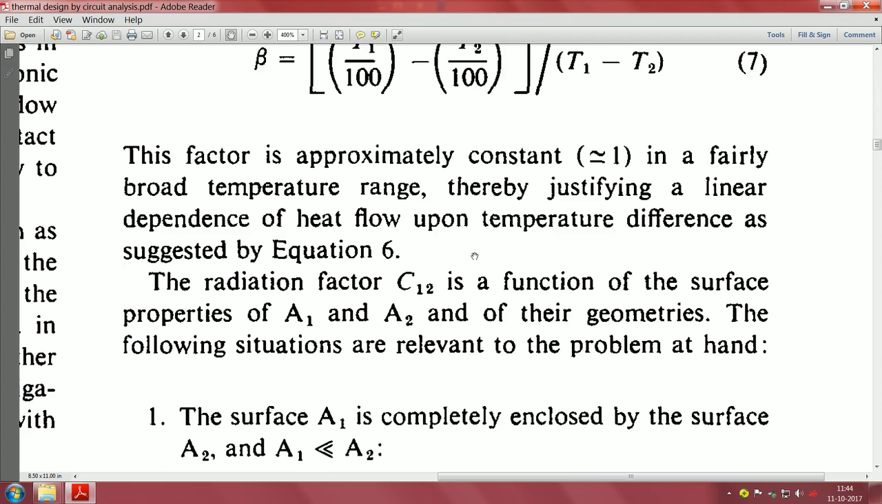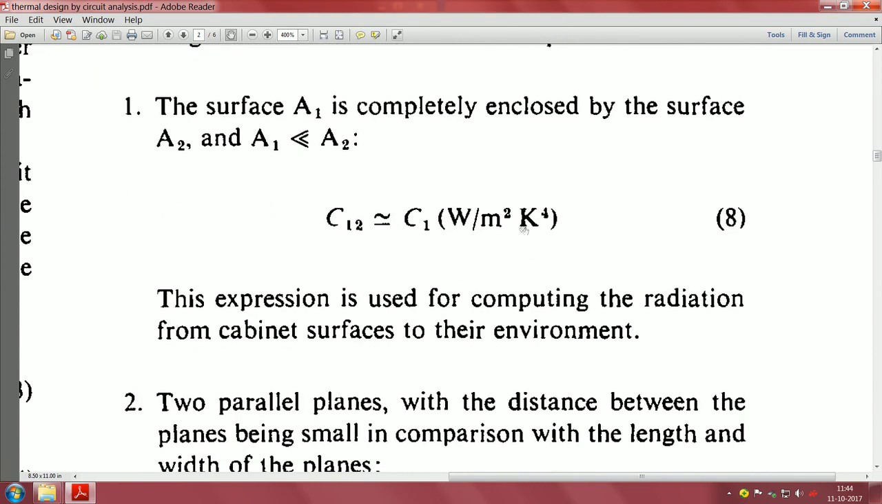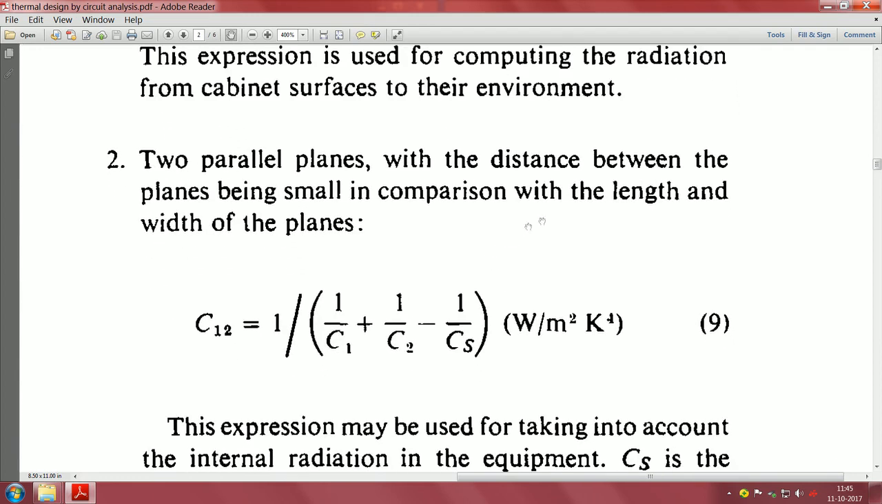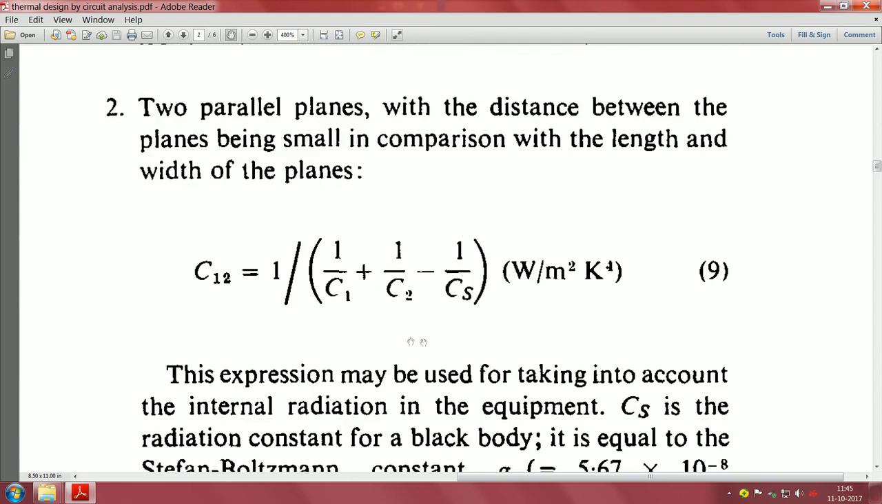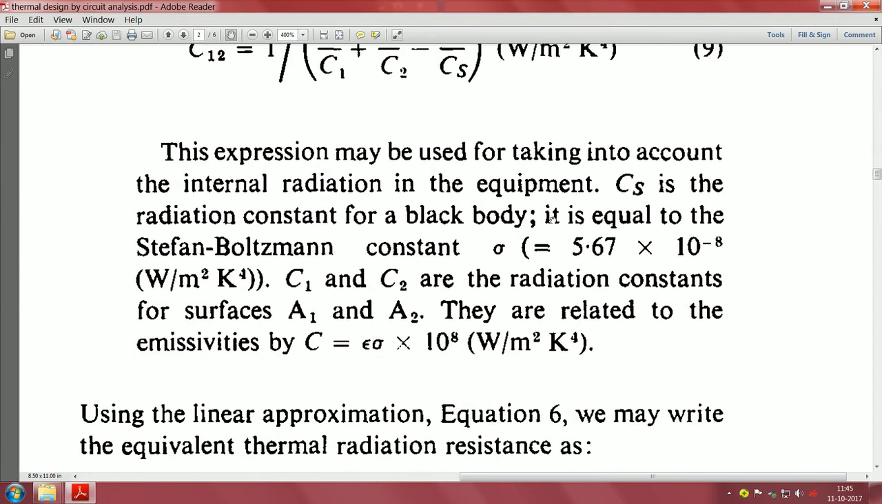The radiation factor is a function of the surface properties and of their geometries. The following situations are relevant. Completely enclosed by the surface, it is approximately equal to this, used for computing radiation from cabinet surfaces to their environment. Two parallel planes, with the distance between the planes small in comparison with the length and width of the plates, may be used for taking into account internal radiation in the equipment. C is the radiation constant for a black body, equal to the Stefan-Boltzmann constant, and C1 and C2 are constants for surfaces, related to the emissivities.